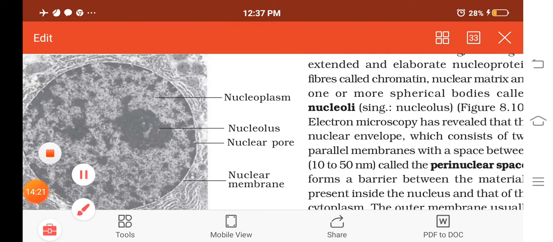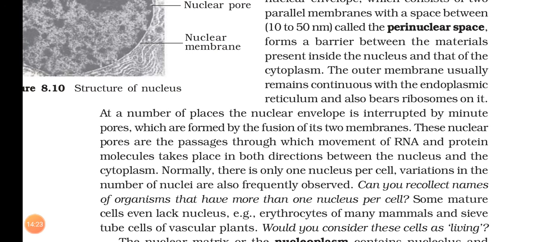I told you the membrane has two layers, outer and inner, and the space in between the two membranes is called what? Perinuclear space, and the outer membrane is in continuation with the endoplasmic reticulum. We have studied that, isn't it? And you can see ribosomes attached to that.